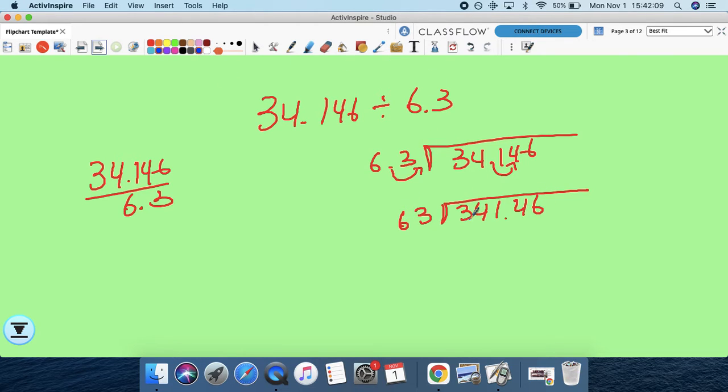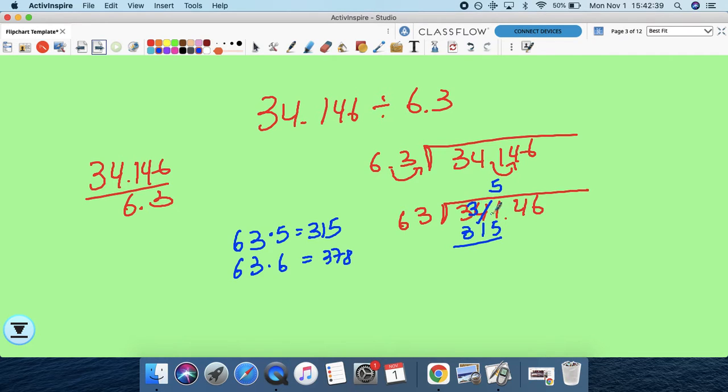Does 63 go into 3? No. Does it go into 34? No. Does it go into 341? Yes. How many times? We're going to try 5 times. 63 times 5 is 315. 6 is going to be too much. 63 times 6 is 378, which is too much. So we're going to do 5 times. I'll put the 5 right here, and we're going to write 315.